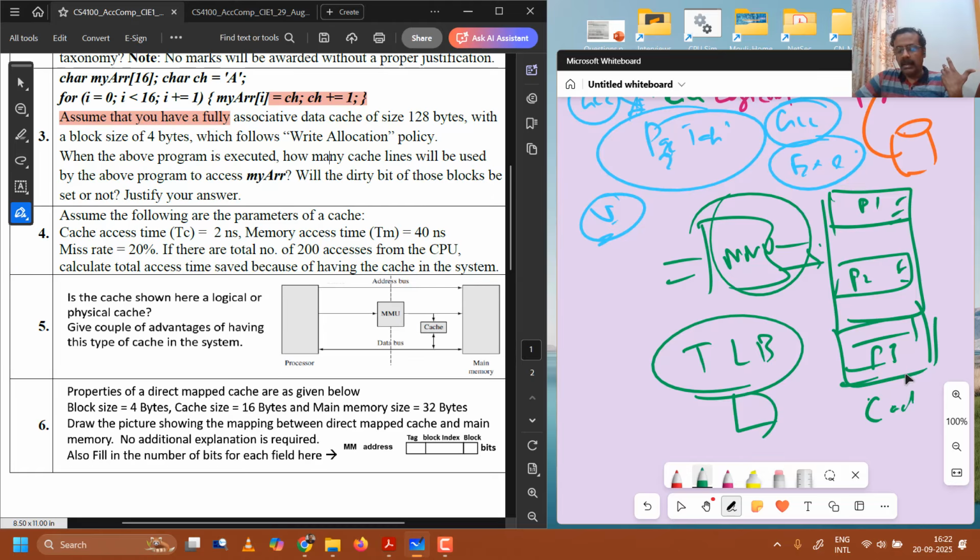So the advantages of having a physical cache, that is what is being asked here, is that it is going to be mapping different physical memory. Each process is residing in different parts of the main memory, which is not shown here, and they are going to be mapped to different parts of the cache. So it is going to have a lot of hits, not the misses. Okay, so that's one advantage.